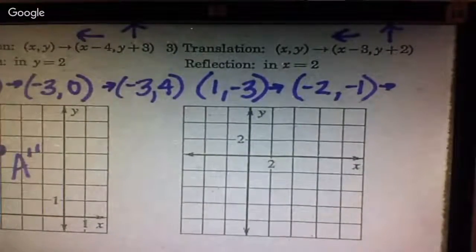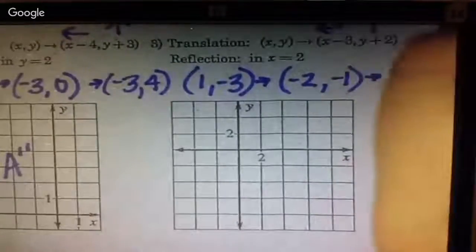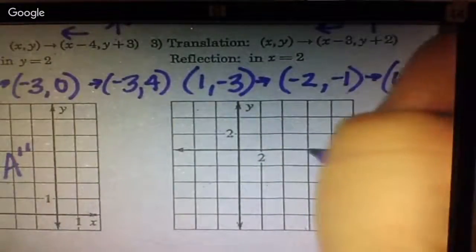Well, 4 to the right of 2 takes me to 6. That's not on there? It goes by 2s, be careful. So 6, -1, it's going by 2s. So we're at 6.